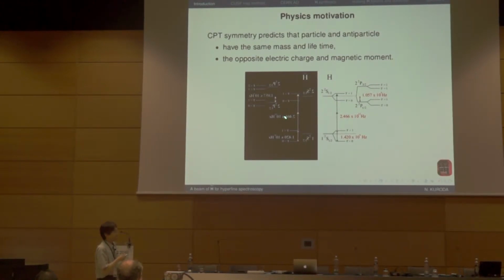The symmetry between matter and antimatter is known as CPT symmetry. CPT symmetry is the most fundamental symmetry of the standard model in elementary particle physics. This symmetry predicts that particles and their antiparticles are identical in quantum properties. That means that both particles and antiparticles have exactly the same mass, exactly the same lifetime, for example, and the same size of electric charge, with opposite sign.